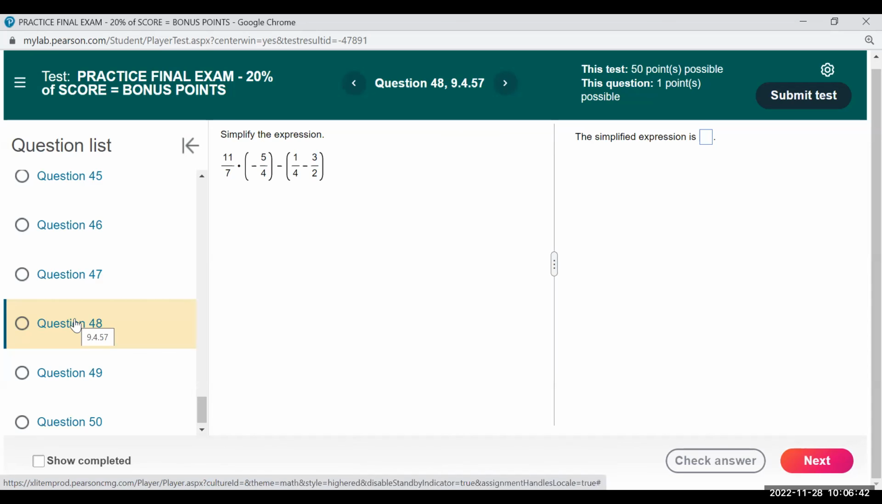Another big one. Simplify the expression. 11 over 7 times negative 5 over 4 minus 1 over 4 minus 3 over 2.